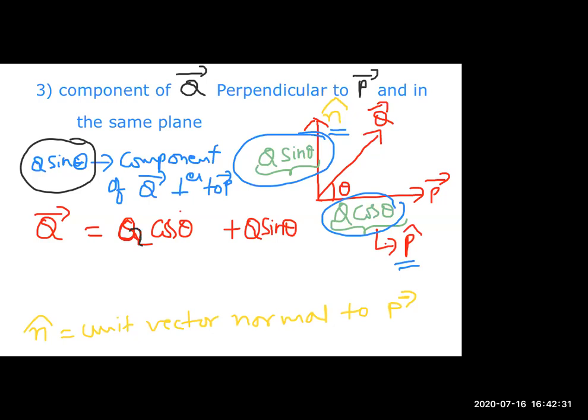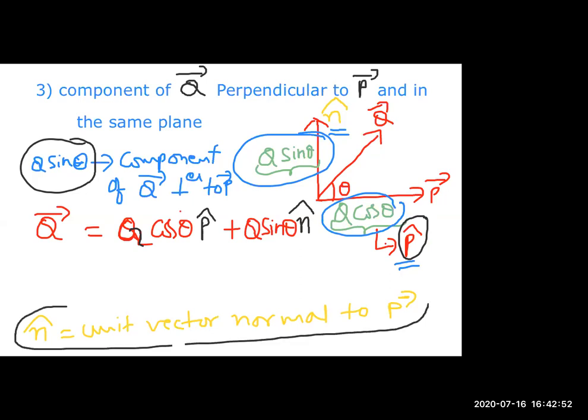Q cos theta is there. I have to make it a vector, meaning along the q cos theta direction. What is the unit vector? P cap. Along q sin theta, what is the unit vector? N cap. What is n cap? N cap is a unit vector. I have written here: unit vector normal to p bar. It is in the direction of q sin theta.